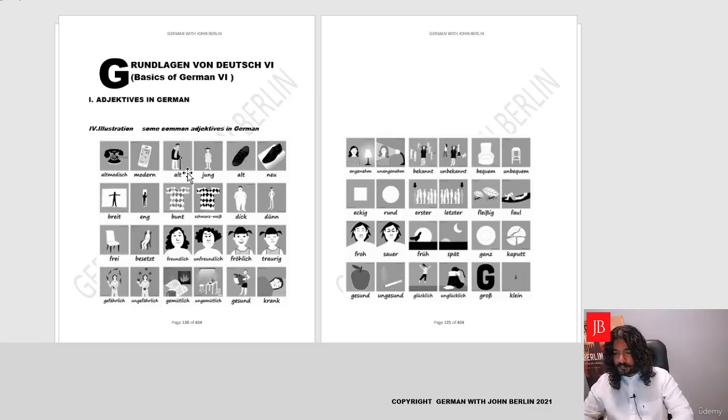So don't worry. Okay, das ist ein alter Schuh. That's an old shoe. Das ist ein neuer Schuh. That's a new shoe. Perfect.